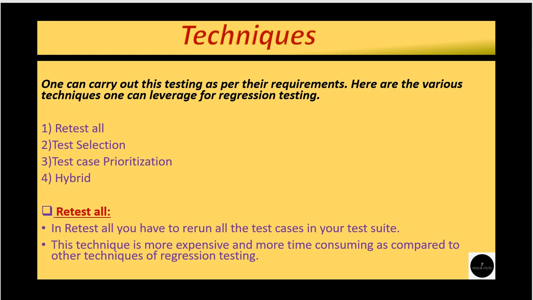So what are the techniques to carry out regression testing? One can carry out this testing as per their requirements. Here are various techniques one can leverage for regression testing, and these techniques are retest all, test selection, test case prioritization, and hybrid. In retest all, you have to rerun all the test cases in your test suite. This technique is more expensive and more time consuming as compared to other techniques of regression testing.